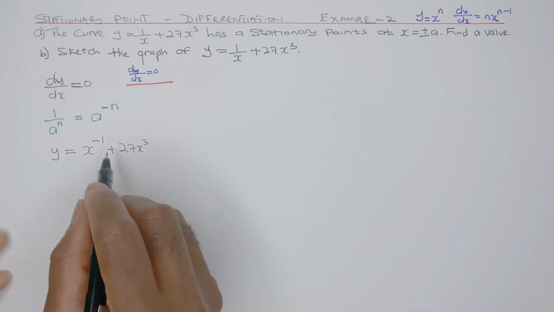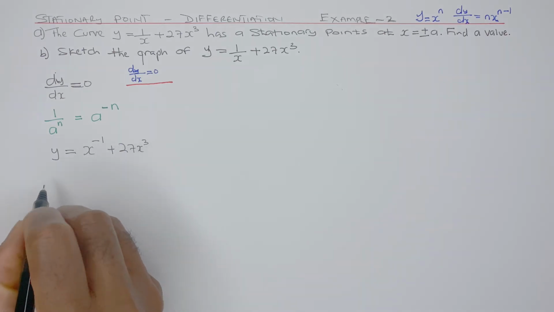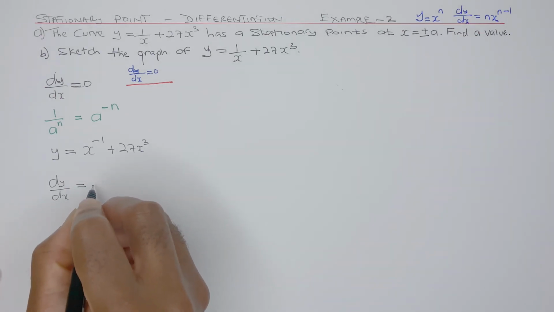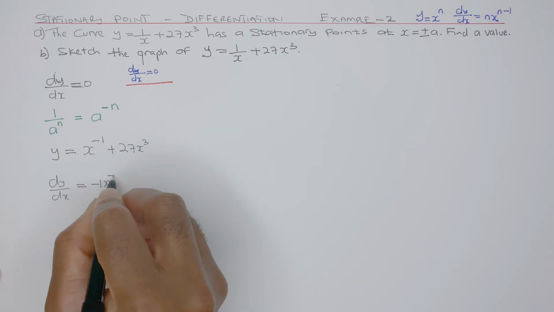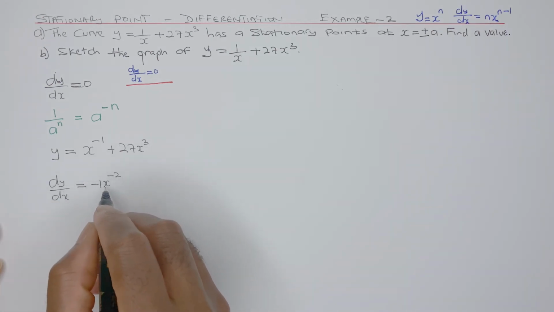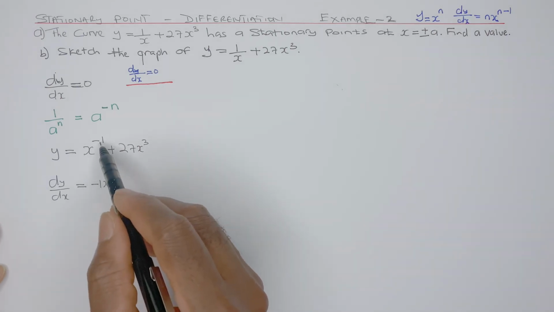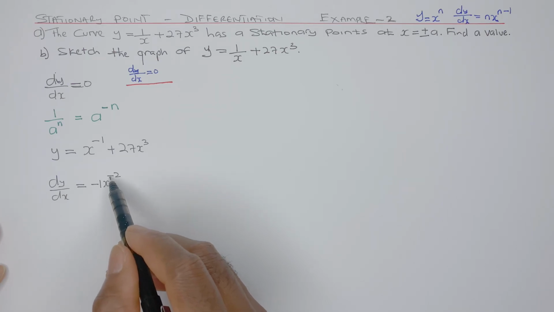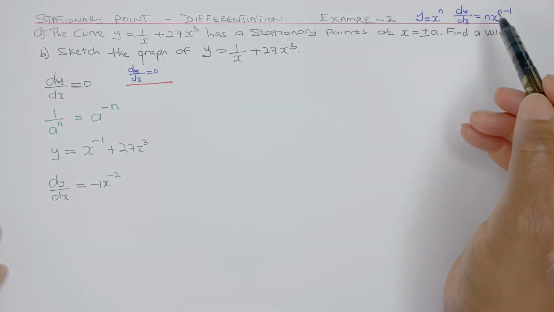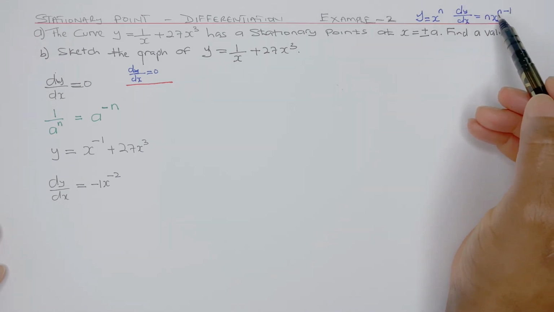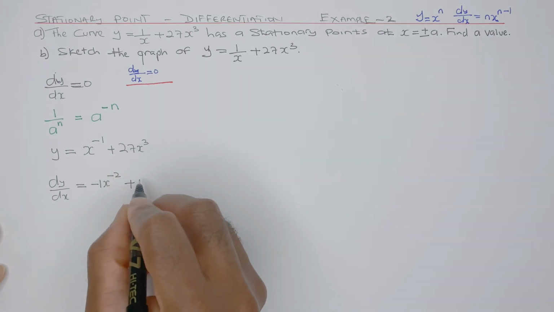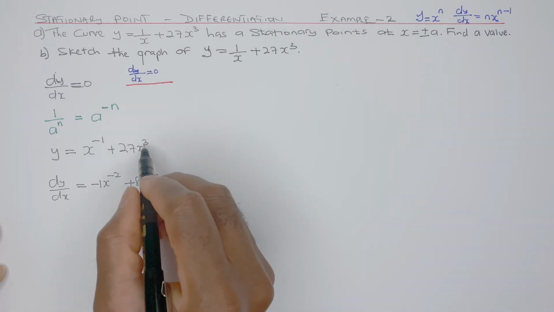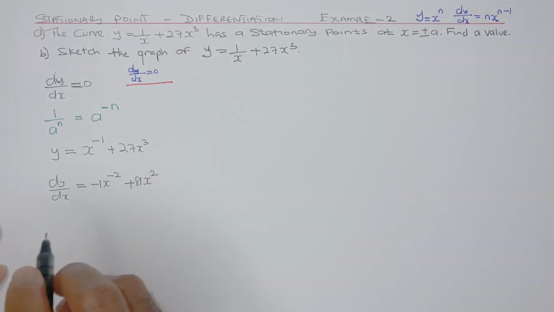Now we can apply dy/dx. There are two terms here, so we have to differentiate term by term. dy/dx equals minus 1 x to the power minus 2. n is minus 1, so minus 1 times 1 is minus 1. And minus 1 minus 1 is minus 2. Plus 3 times 27 is 81, x to the power 2, because 3 minus 1 is 2.